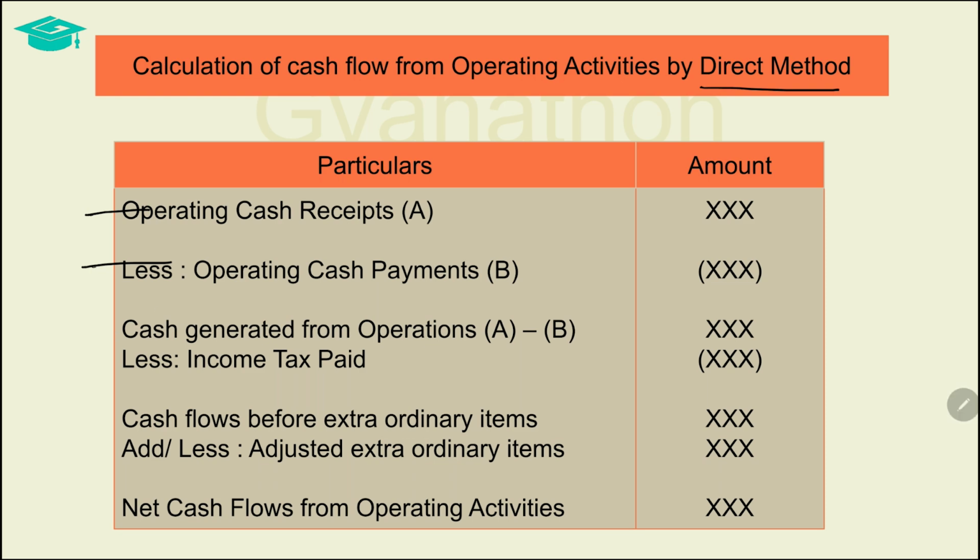This gives us the cash generated from operations. Once the income tax paid is deducted from the same, we arrive at the cash flow before the extraordinary items. We have to eliminate the effect of extraordinary items by either deducting the extraordinary incomes or adding back the extraordinary expenses. This gives us the cash flow from operating activities under the direct method.